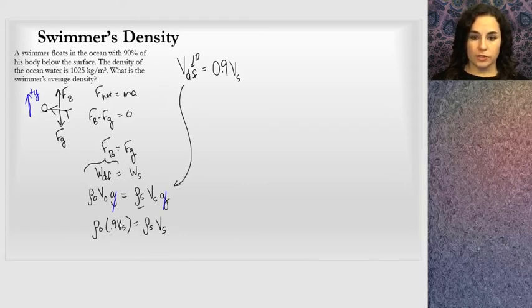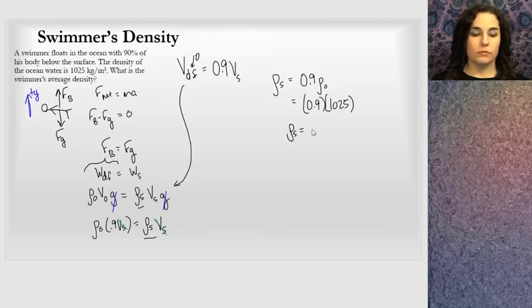By plugging in this relationship, I get the volume of the swimmer, canceling on both sides. And I can solve for rho of the swimmer. That's what I'm solving for. Rho of the swimmer equals 0.9 rho of the ocean water. I can plug values in here now, 0.9 times 1025, and rho of the swimmer turns out to be 922.5 kilograms per meter cubed.